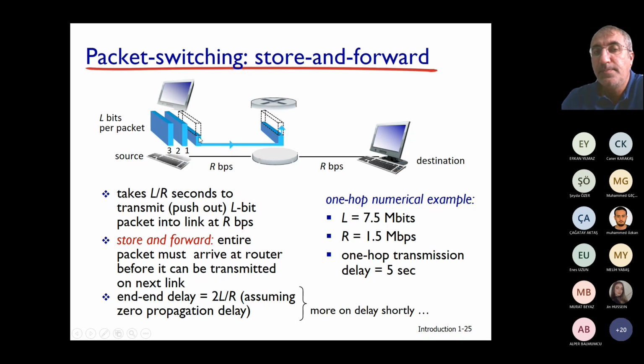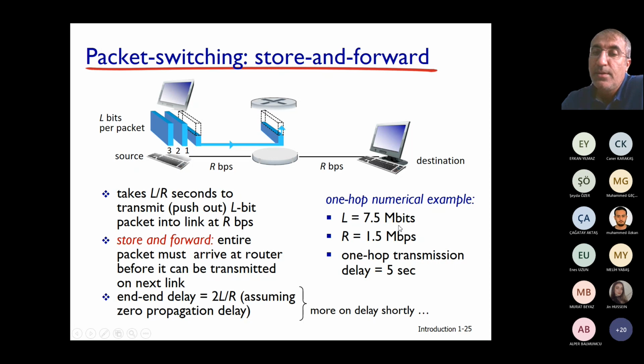So each packet is going to transmit from the source to the router, and we need to wait for the entire packet to arrive at the router so that we can forward it to the next link. So in this case, the end-to-end delay is going to be L over R from this link, and the second L over R from the second link, and the total end-to-end delay is going to be 2 times L over R. Of course, assuming that there's zero propagation delay.